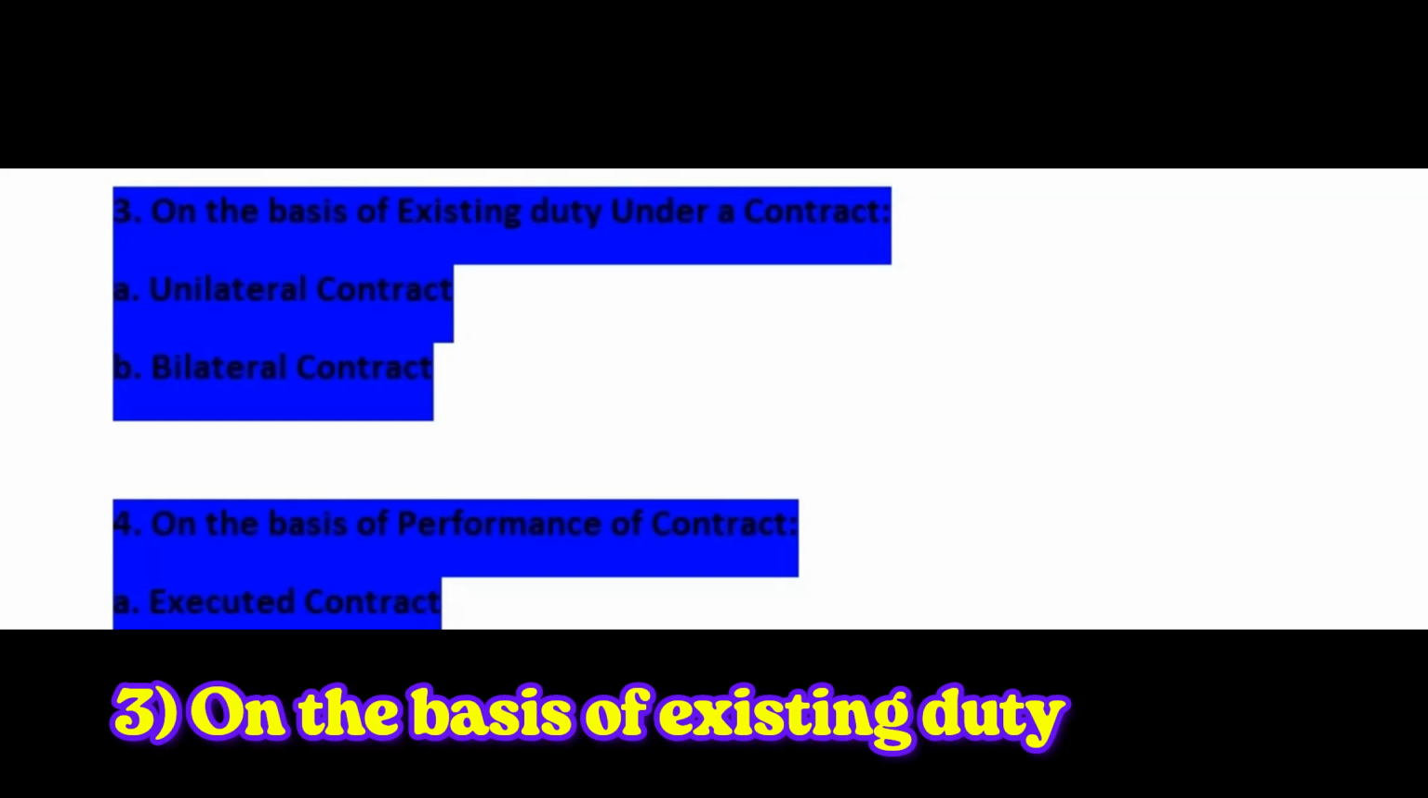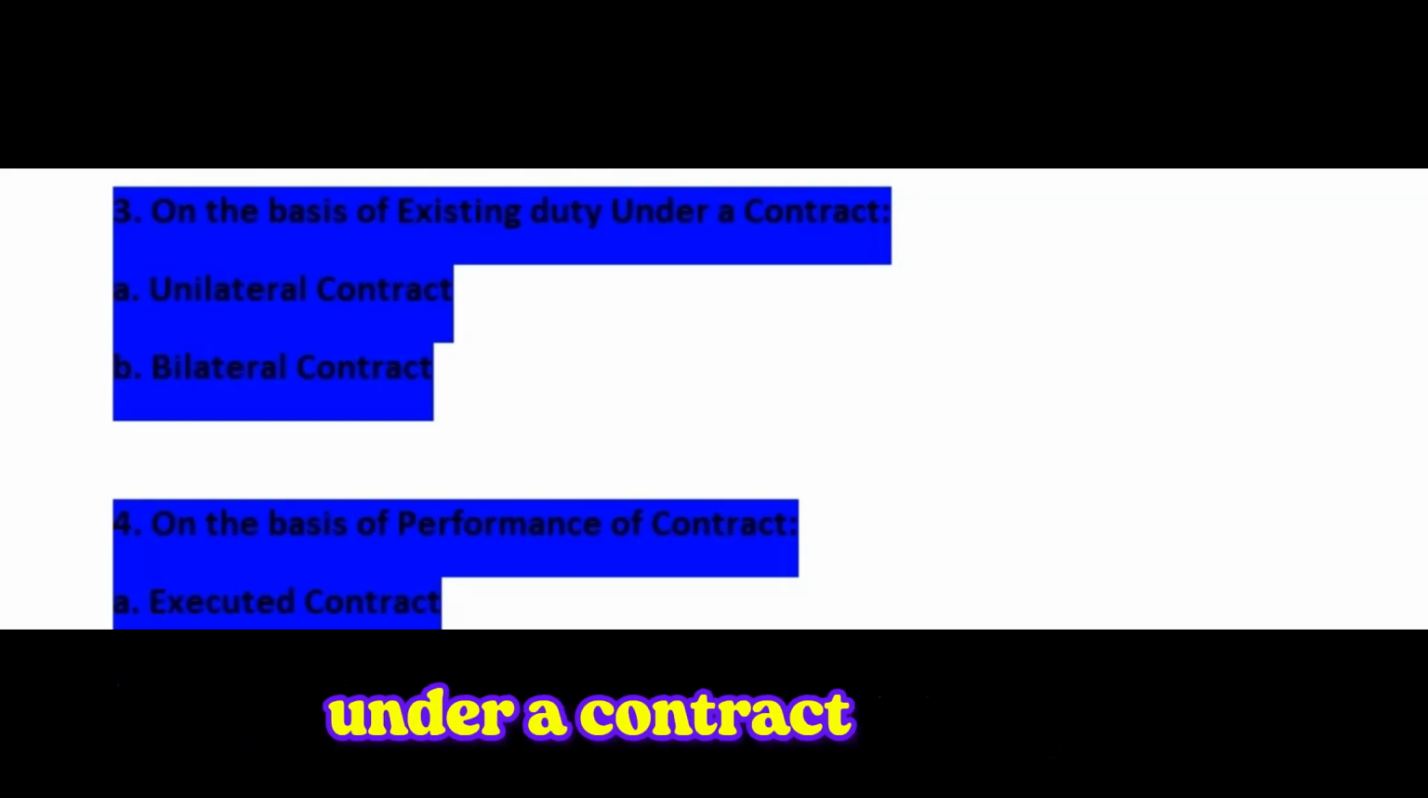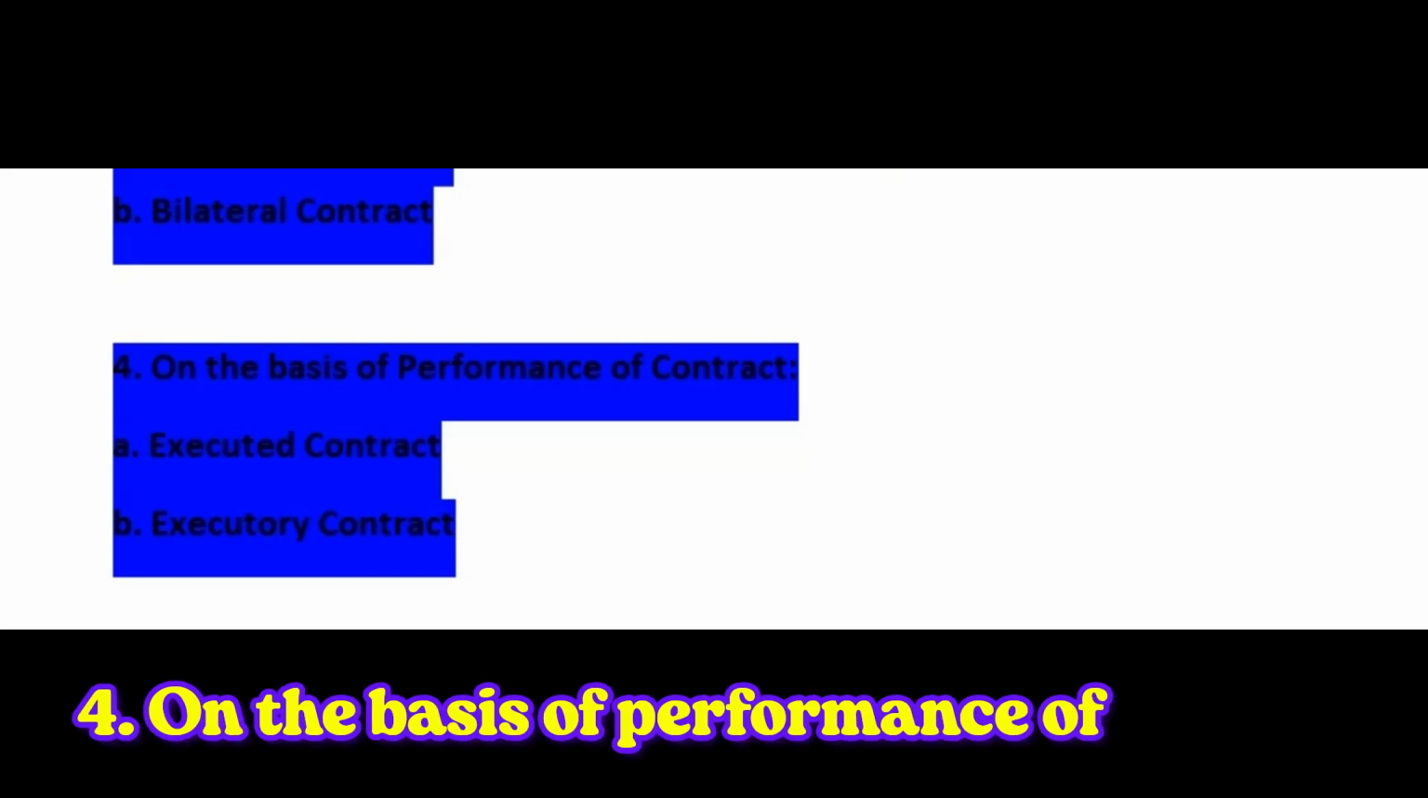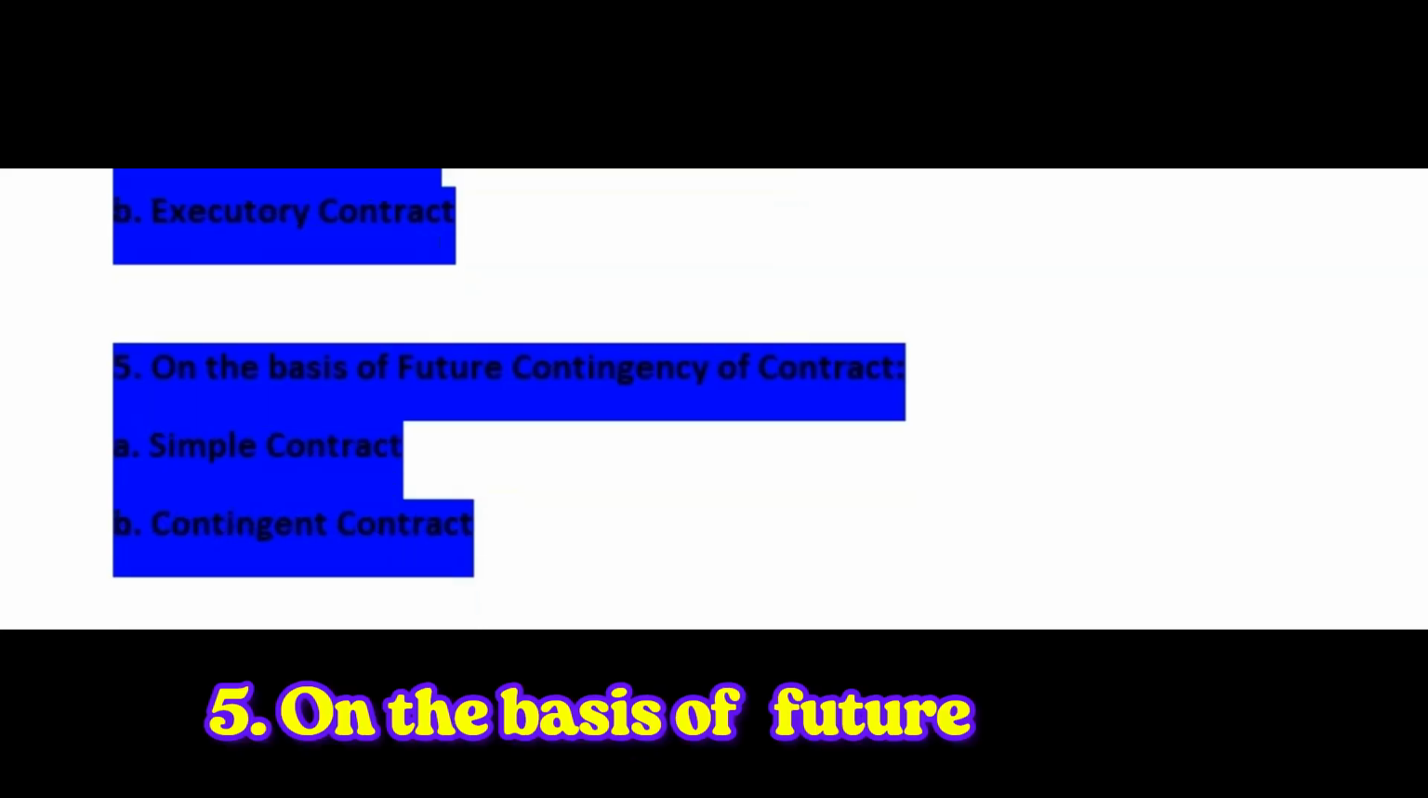3. On the basis of existing duty under a contract. A. Unilateral contract. B. Bilateral contract. 4. On the basis of performance of contract. A. Executed contract. B. Executory contract. 5. On the basis of future contingency of contract. A. Simple contract. B. Contingent contract.